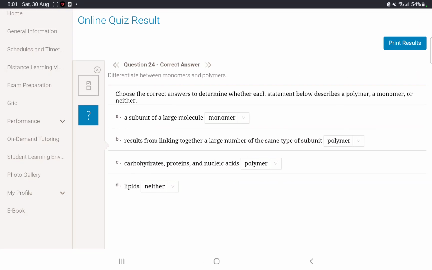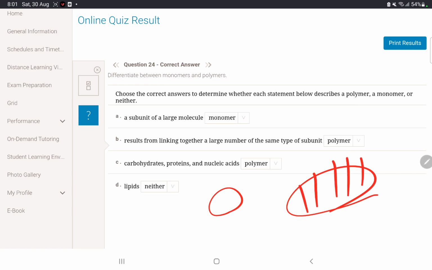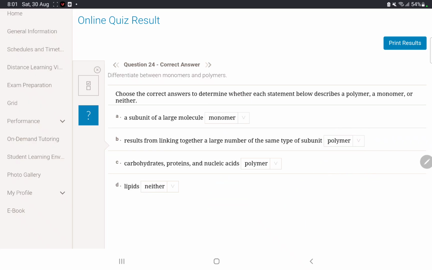A subunit of a large molecule, monomer. I'm going to simplify this as much as possible. Small equals monomer, big equals polymer. That's all it is. Like you link 1, 2, 3, 4, 5, polymer. One, monomer. Carbohydrates, proteins, nucleic acids, they're all big things, so they're polymers. Lipids are neither. Memorize it. That's the way of life. Lipids are neither. They're neither.